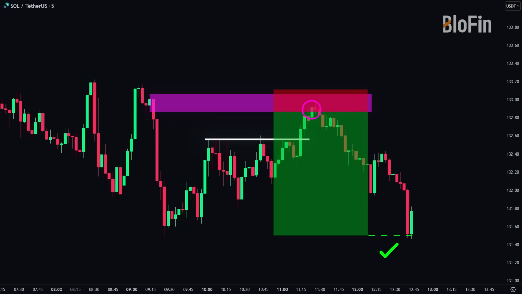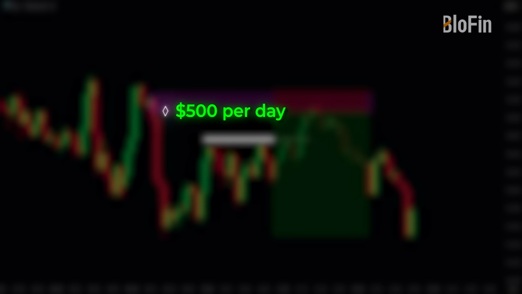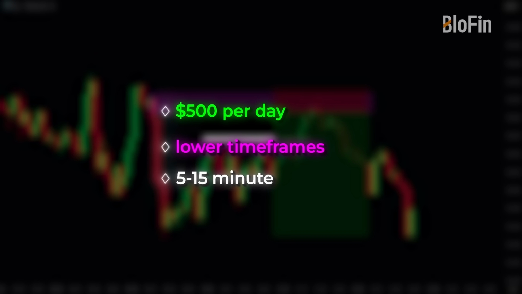So this is one of the most powerful strategies you can learn, and it's the exact same one that helped me earn $500 per day just by finding this one setup daily on lower time frames, like the 5 or 15-minute chart. The best part? It works on any asset. Sometimes I use it on forex, crypto, or the stock market.